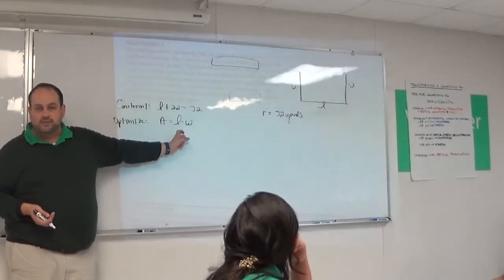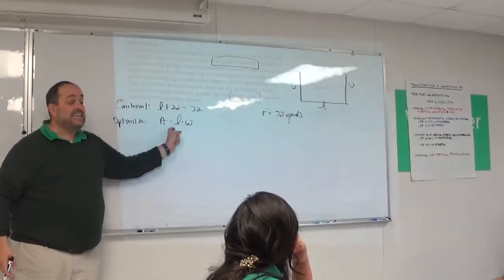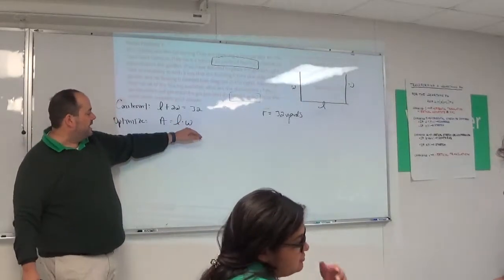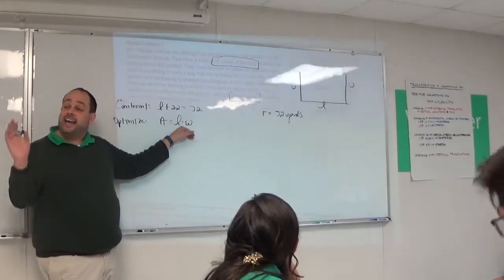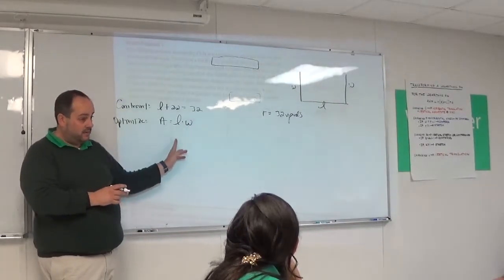Anybody have a problem with finding the derivative here? There's 2 variables. We have not yet, but we will. Wow, I can't wait. It's after Thanksgiving break. Area equals length times width. We have not come up with a way for finding the derivative when there's multiple variables in here.